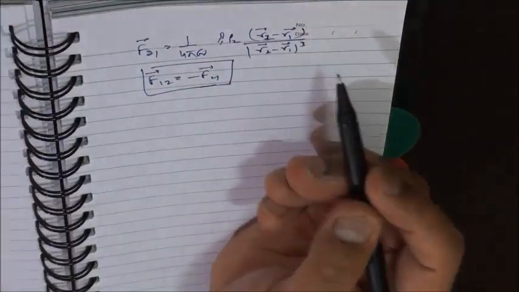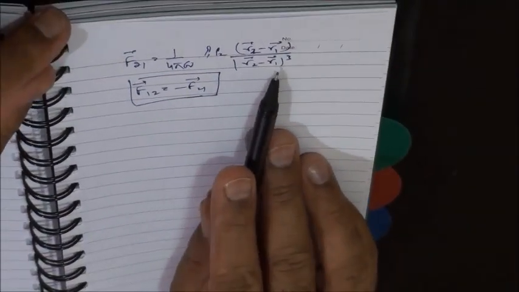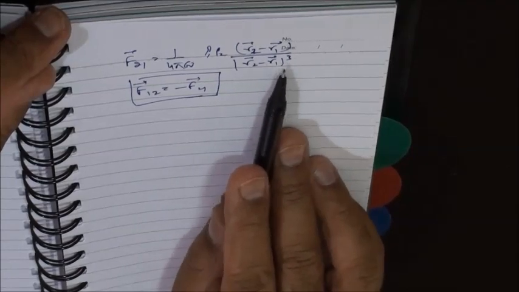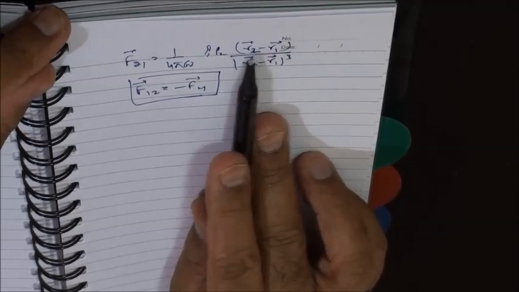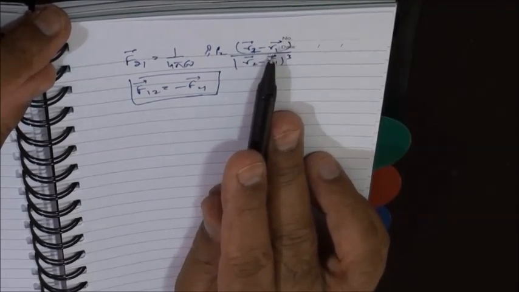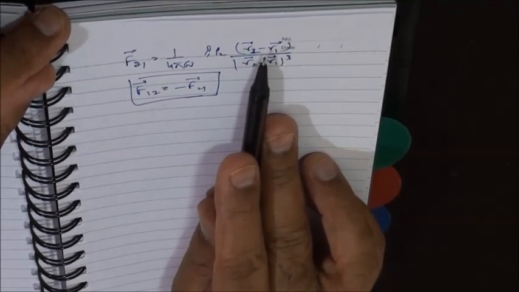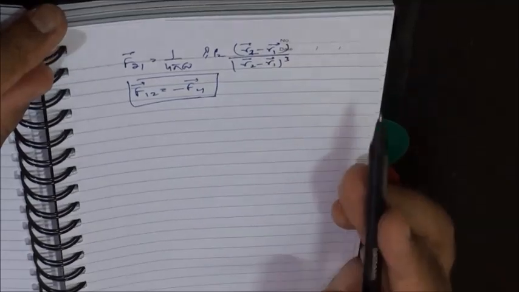Here it doesn't matter whether in the denominator I write |R1 minus R2| cube or |R2 minus R1|, because it is the mod, so it always remains positive. But the numerator makes a difference here because it is the difference of two vectors. So R1 minus R2 is not actually R2 minus R1. There will be a minus sign.